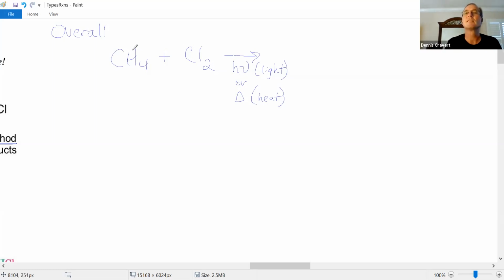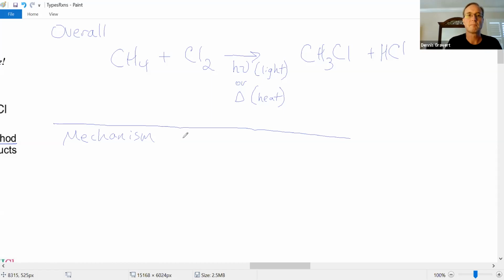And what's gonna happen? Substitution, and we'll stop with mono substitution. So 1 hydrogen comes off, 1 chlorine goes on. Well, let's balance it. What became of the 2 chlorines? 1 went to the alkane, the other one paired up with the hydrogen. Cool, that's the overall reaction. Let's do the mechanism. Step-by-step process of how methane and chlorine gas become chloromethane and hydrochloric acid. How does that happen?